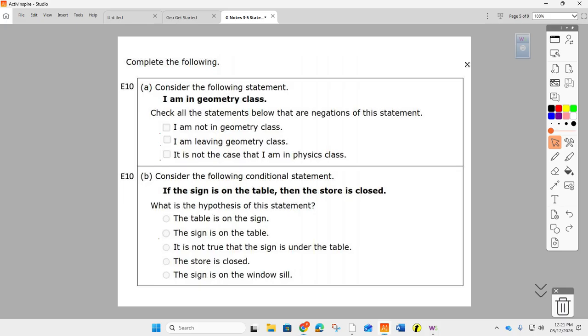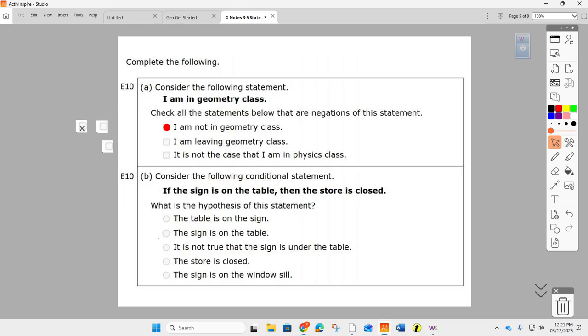Consider the following statement. I am in geometry class. Check all the statements below that are negations of this statement. Which ones do you think are negations of this statement? The first one? Any others? Only the first one. It's got to be the direct negation of that particular statement.